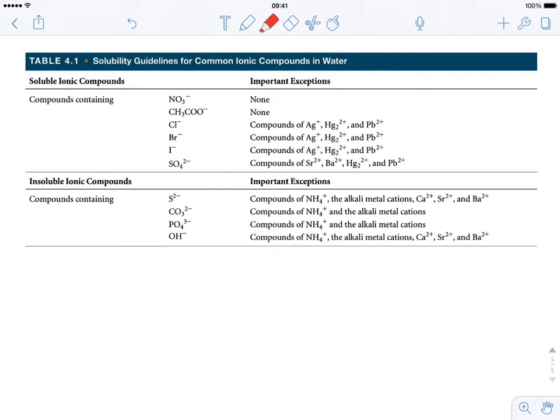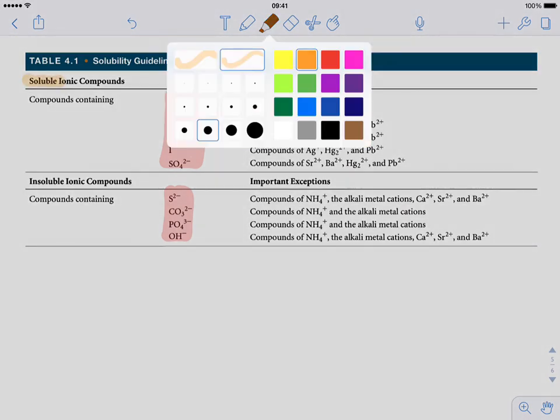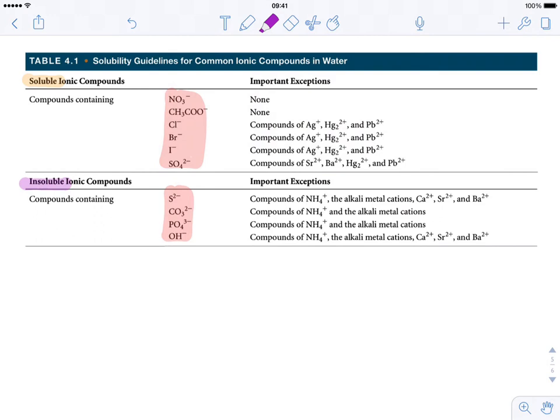The chart gives a list of anions right here and right here. And again, I know these are anions because they are negatively charged. It breaks the anions up into two categories: soluble anions and insoluble anions. The anions listed right here in the soluble part do not form solids. They generally dissolve in water when they're formed with different cations. So the phase of these will be aqueous.